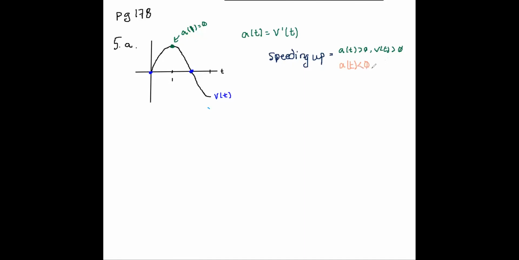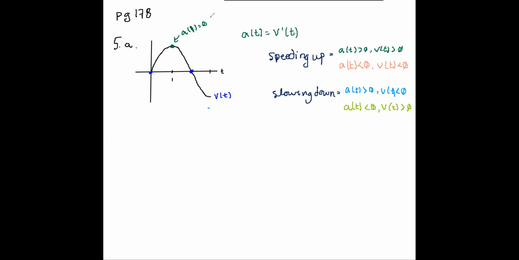So if we say that these are the conditions for speeding up, I wrote: acceleration is greater than 0 and velocity is greater than 0, or acceleration is less than 0 and velocity is less than 0. And then I'm going to explicitly state that slowing down is when acceleration is greater than 0 and velocity is less than 0, and when acceleration is less than 0 and velocity is greater than 0. So now we need to break this graph not into 2 parts, but into 4 parts, where all of these conditions exist.